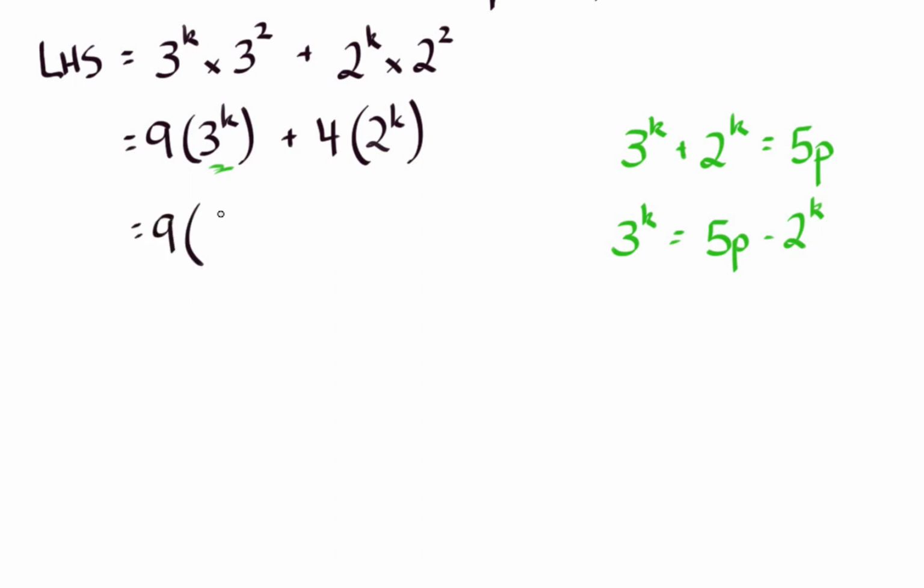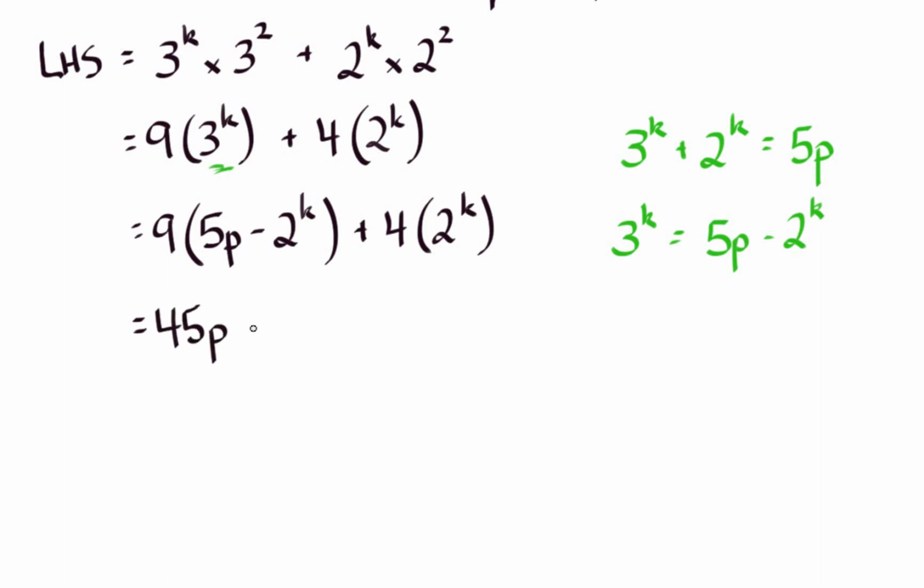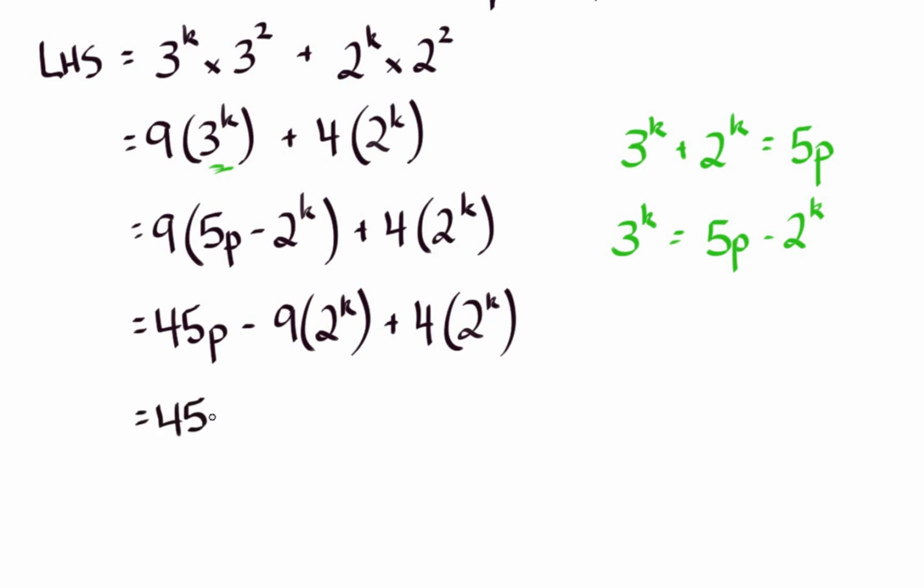So we get 9 lots of 5p minus 2 to the power of k. And then we still have 4 lots of 2 to the power of k. While this is still a bit messy, at least now we only have one base, this base 2, that we're dealing with. Now remember, our aim is we just want to be able to drag a common factor of 5 out the front. So let's expand this and play around and see what happens. We get 45 lots of p minus 9 lots of 2 to the power of k plus 4 lots of 2 to the power of k. And we can combine like terms here. If we have negative 9 plus 4, that gives us negative 5, and in this case, negative 5 lots of 2 to the k.